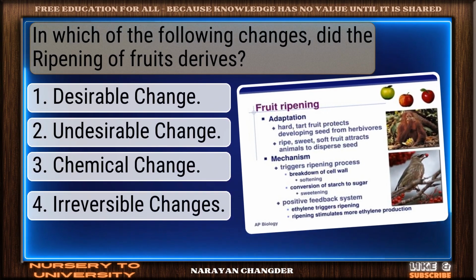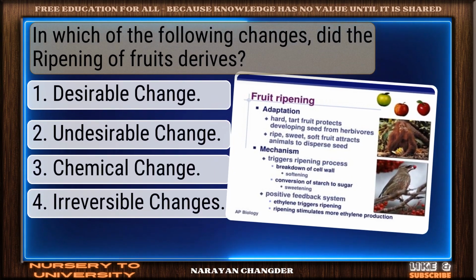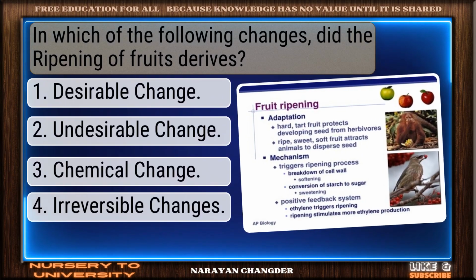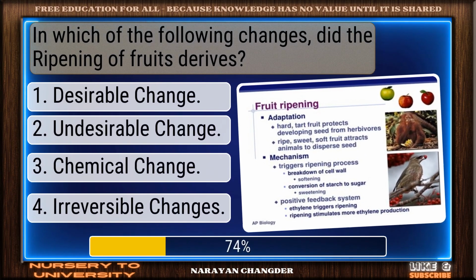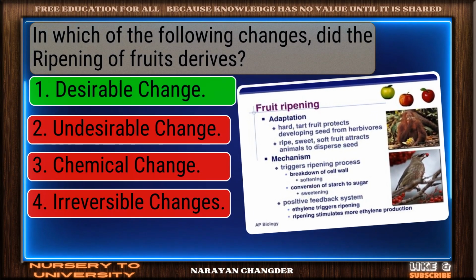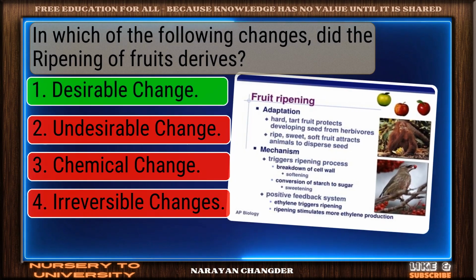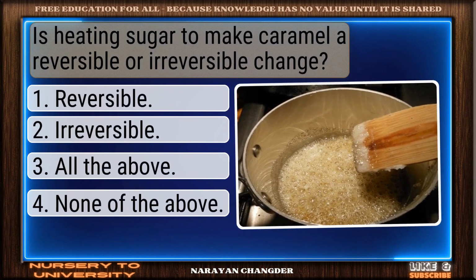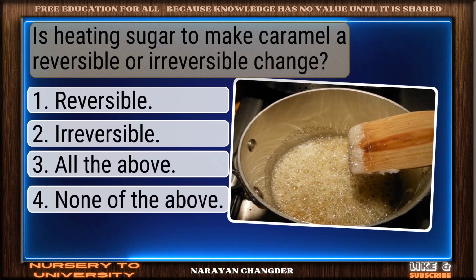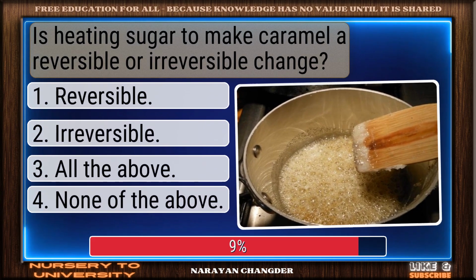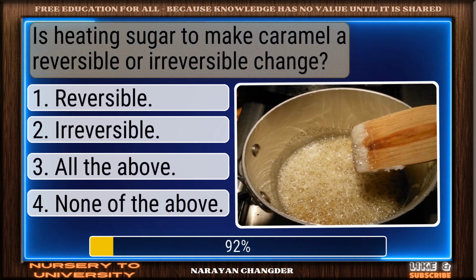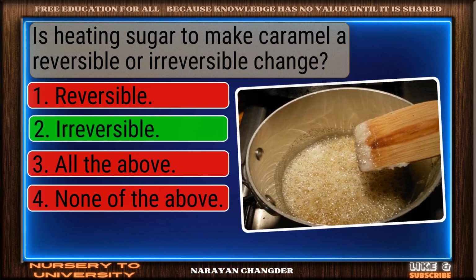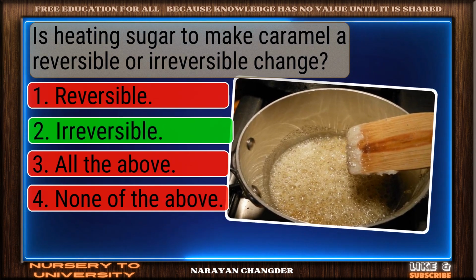In which of the following changes did the ripening of fruits derives? Great thinking. Desirable change is the right choice. Is heating sugar to make caramel a reversible or irreversible change? Perfect. Irreversible is the correct choice.